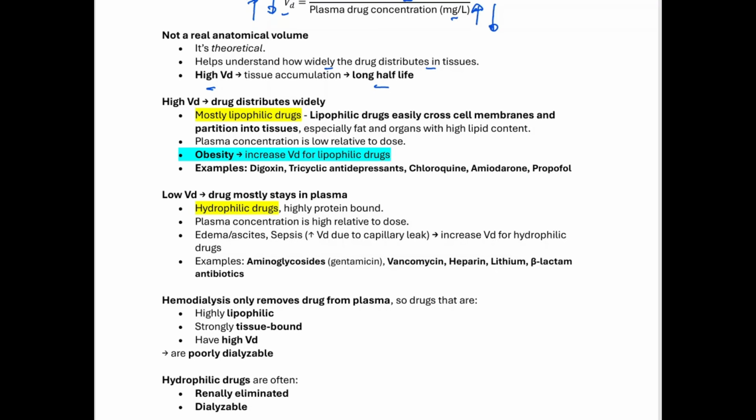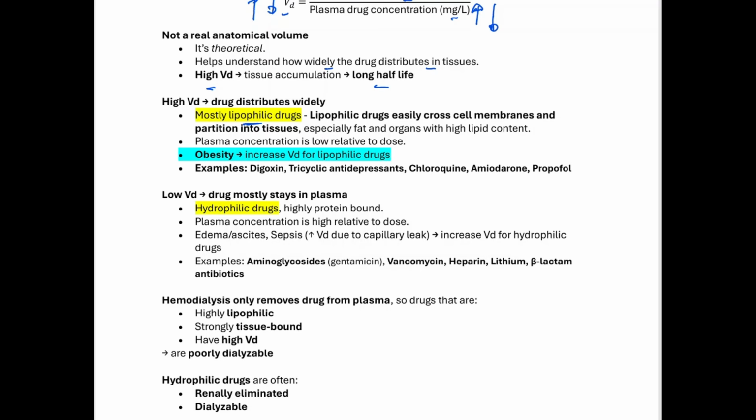And these are mostly lipophilic drugs, guys. Lipophilic drugs easily cross the cell membranes and partition into tissue, especially fats or organs that have very high lipid content. And when you look at the plasma concentration of those drugs, it's going to be low relative to the amount of drug in the body or to the dose that you administer. That's why patients with obesity, because of the increased adipose tissue, have an increased volume of distribution for lipophilic drugs.